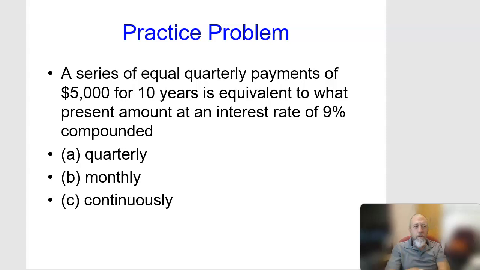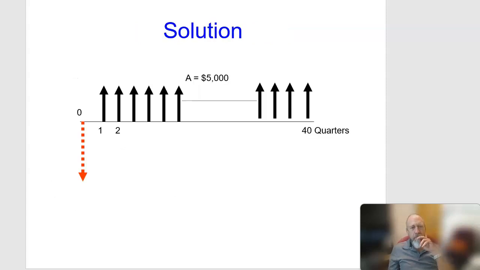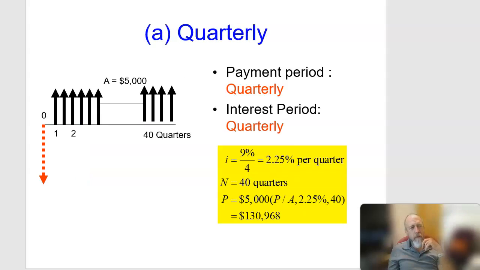A few of these: a series of equal quarterly payments of $5,000 for 10 years is equivalent to what present amount at an interest rate of 9%? I'm going to do this on multiples when we're talking about compounded quarterly, monthly, and continuously, because you want to do the comparison of the different values. In the case of quarters, you're talking about 40 quarters. You're talking about the interest rate per quarter. You can calculate that pretty straightforwardly because you've got 40 quarters in those 10 years.